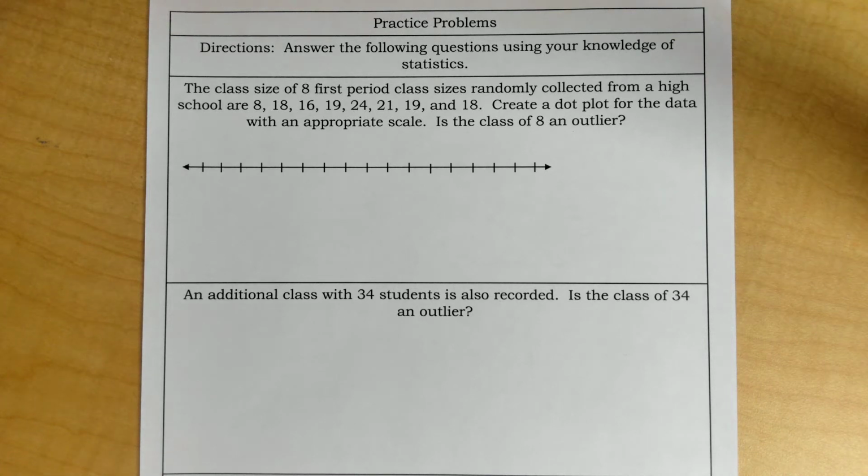Okay, so just a few practice problems related to our data distribution with a dot plot. The class sizes of 8 first period classes are randomly collected from a high school, and those numbers are 8, 18, 16, 19, 24, 21, 19, and 18 students. So we're asked to create a dot plot for the data with an appropriate scale and ask if the class of 8 is an outlier.